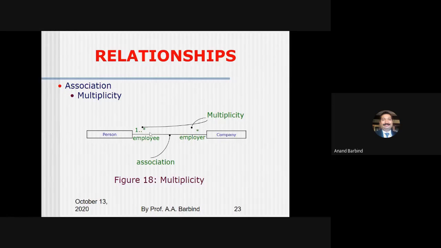Again I read it out once again. Every object of the person interacts with many objects of company. So this is one statement. The other statement is every object of company interacts with one or more objects of person. I hope you understood now this multiplicity that is shown with an association.